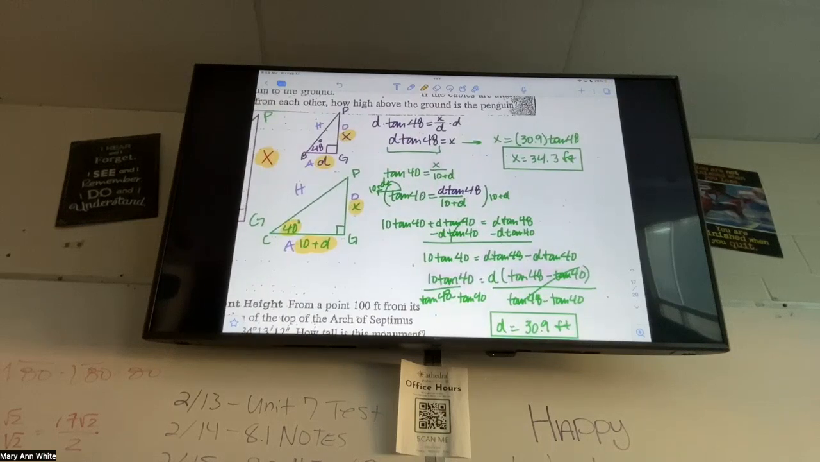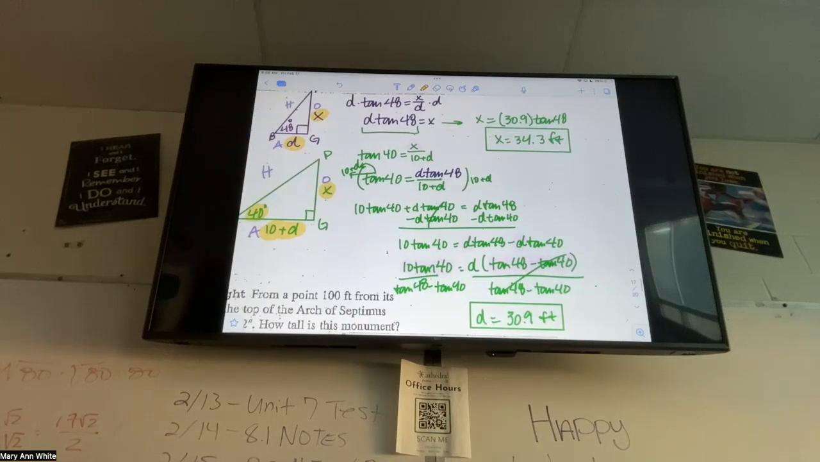The only difference between this and number 7 that we did the other day was that this one you can't just solve one of your triangles and then go from there. We had to do a little bit more work.